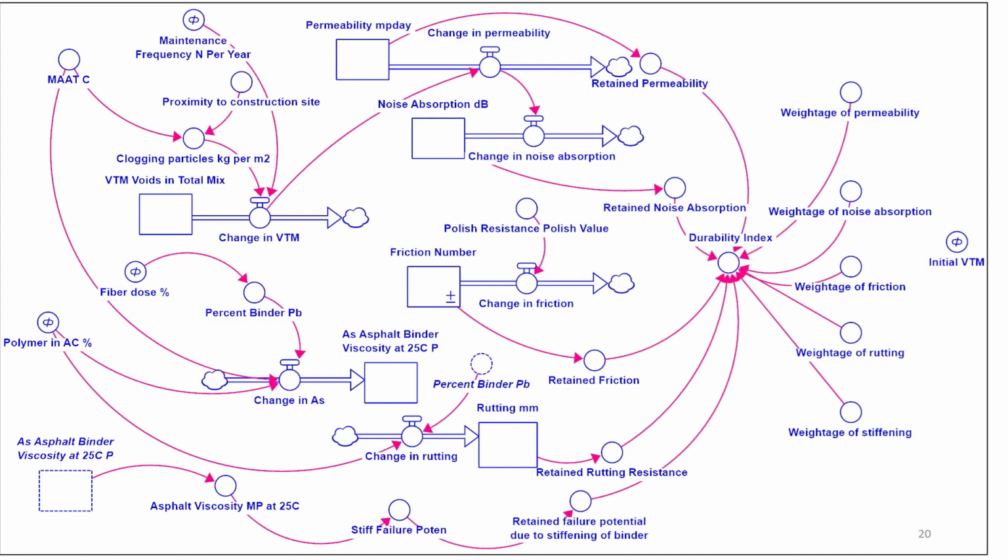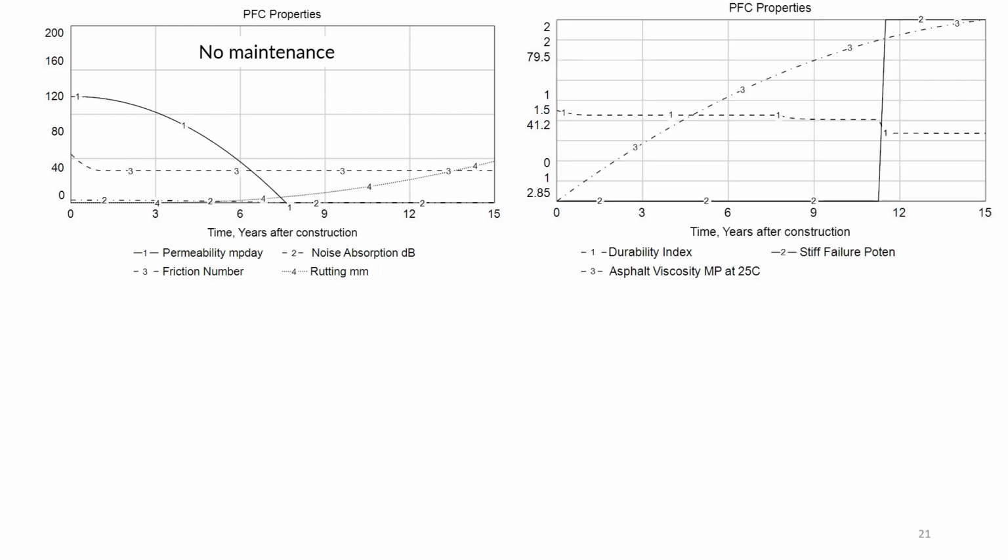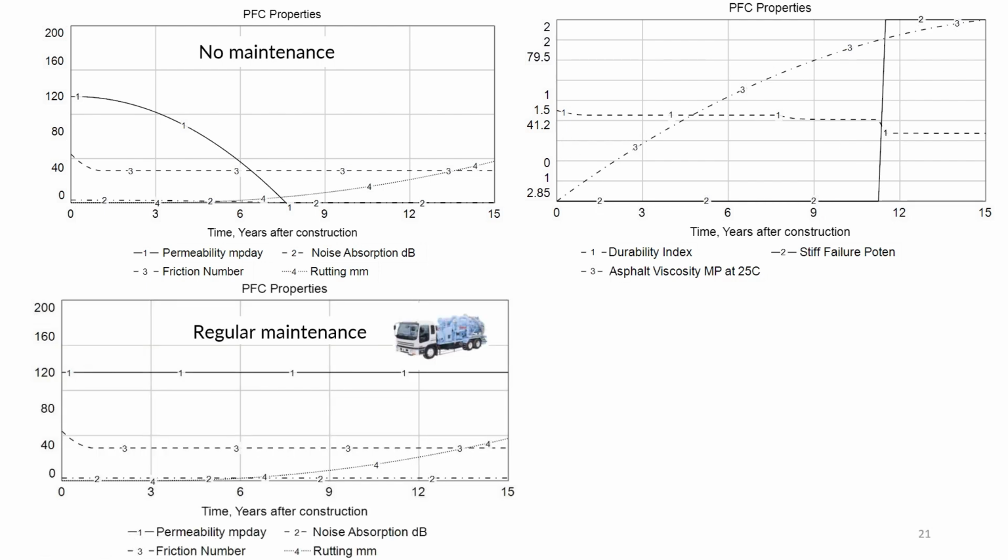If I model this, the results that I get are very instructive. If I don't have any maintenance, what happens to the permeability of the system? You can see it goes down very rapidly. And remember, permeability is the ability of the material to let the water flow through the system. If permeability drops drastically, it's not doing its job, right? Also, if I have durability index, I can see how it is behaving over time for conventional mixtures.